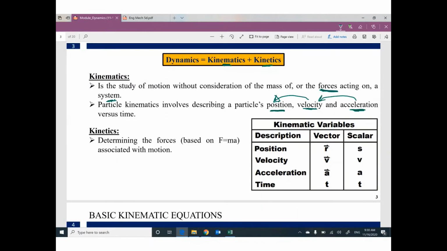So everything is changing with time, but I didn't consider the effect of force. Then you are talking about kinematics. We have another part or another topic in dynamics called kinetics. In kinetics, we will consider position, velocity, and acceleration, but we have to determine the effect of the force acting on the system, on the structure.